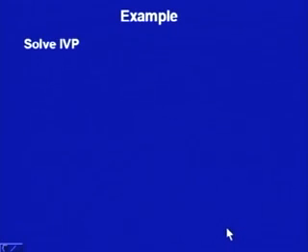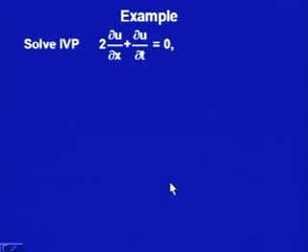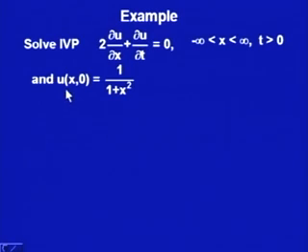Let us do one example. Solve the initial value problem 2 times du over dx plus du over dt is equal to 0, with x on the whole real line and t positive, and the initial condition at t is equal to 0 given as u(x,0) is 1 upon 1 plus x square.